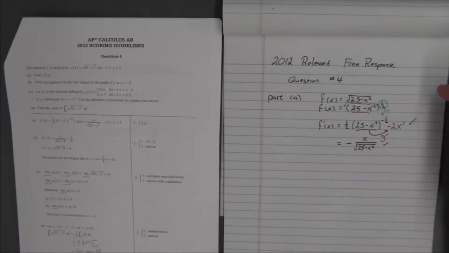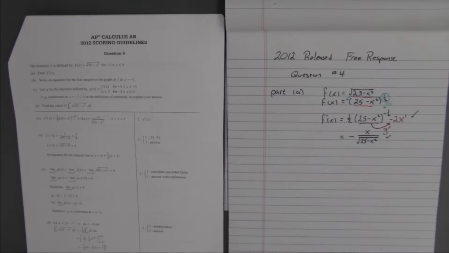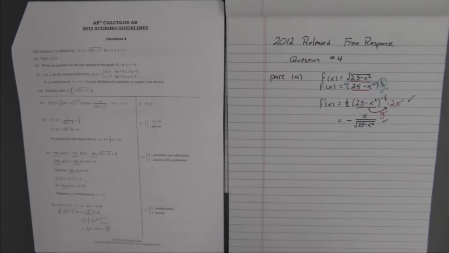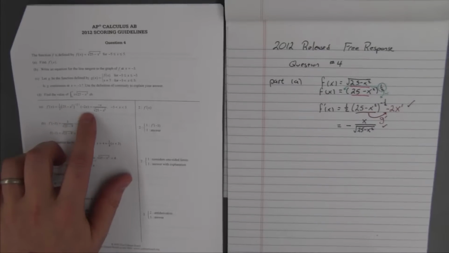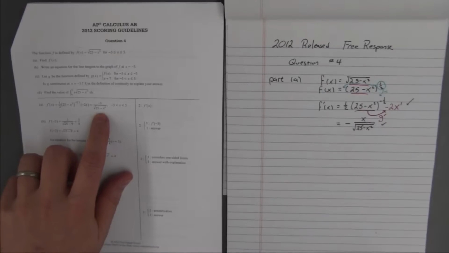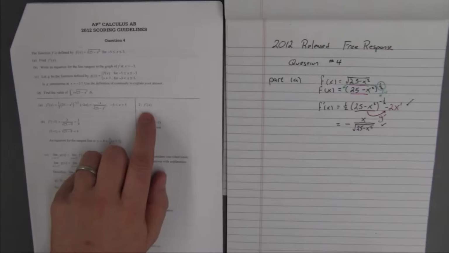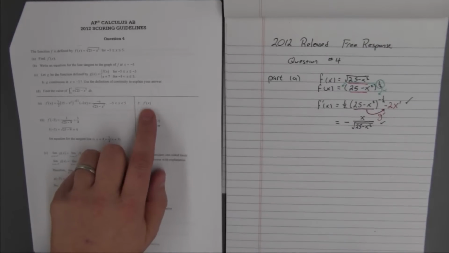All right, so here's our scoring for number 4, part A. We'll see how we did. Let's see. The correct answer they give here is 1/2 (25 minus x squared) to the negative 1/2 times negative 2x, and that's equal to negative x over the square root of 25 minus x squared. And the points are rough on this one because we get 2 points for getting f prime of x.